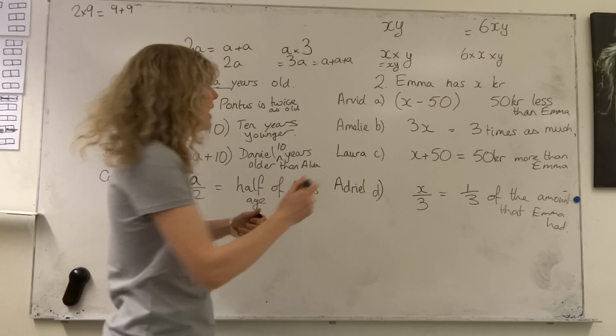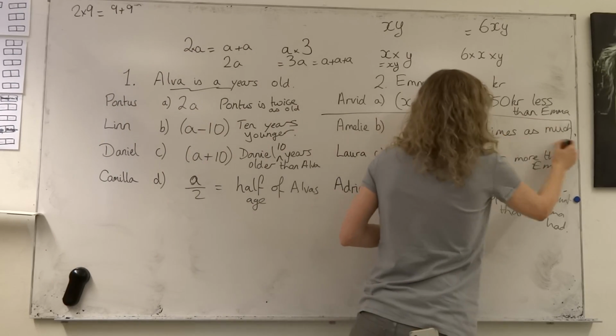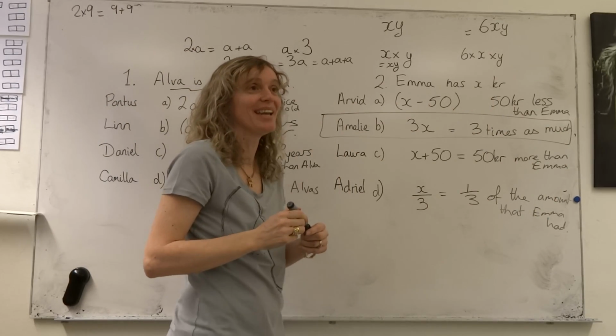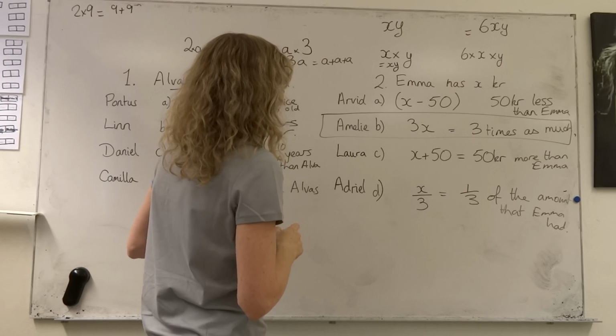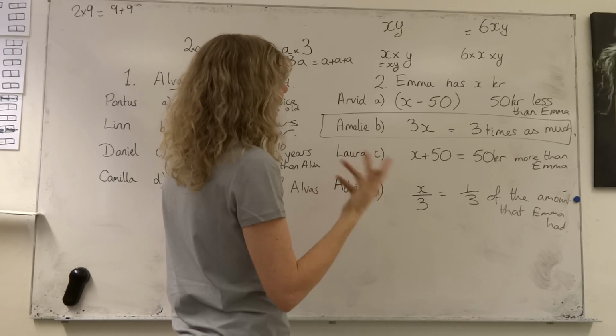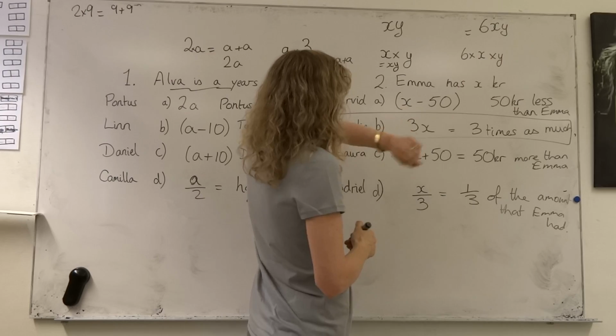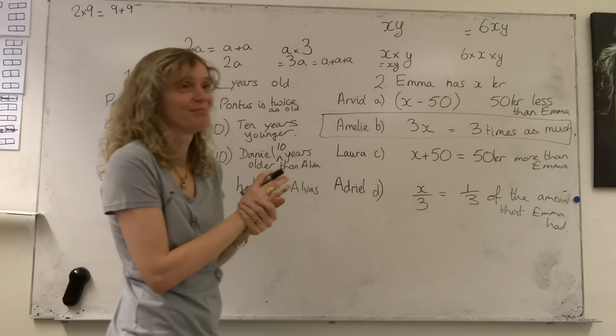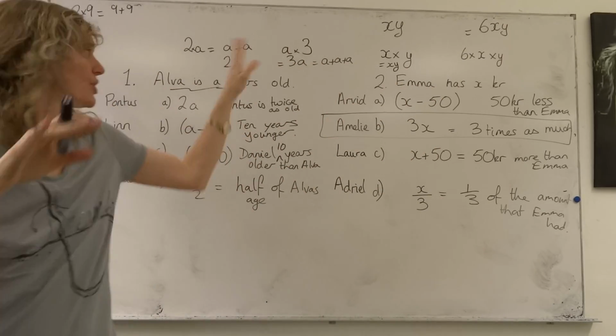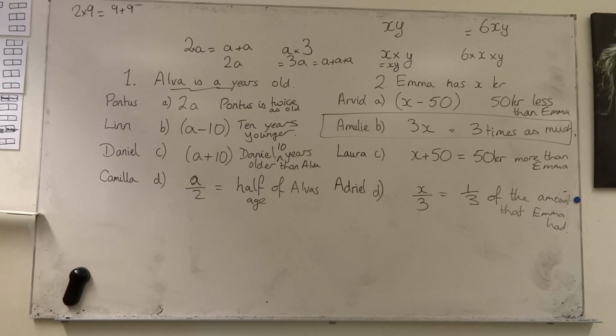So which one would we like to be? We'd all like to be Amelie, having her amount of money, if x isn't too high. Yeah? Well, let me just finish this. But this is how we can use algebra anyway.